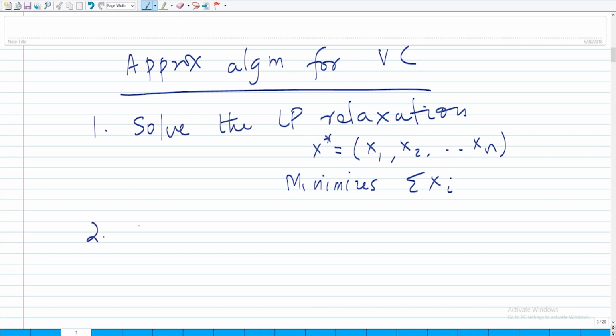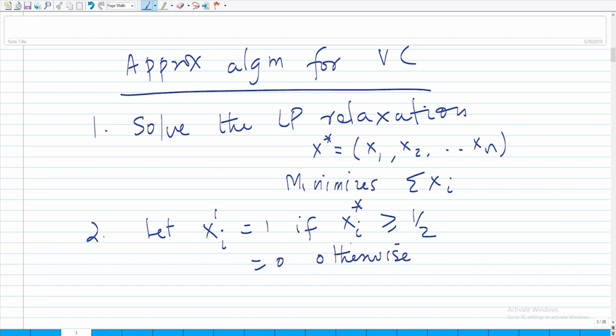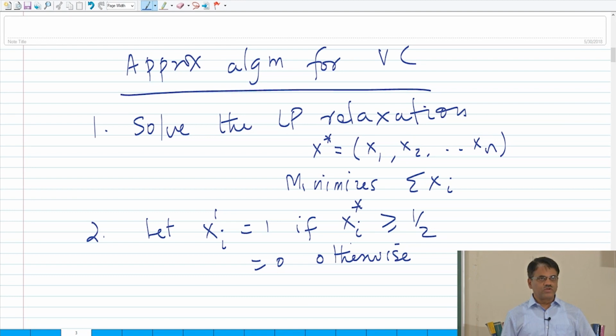Now, let xi prime equal 1 if xi star is greater than or equal to half, and 0 otherwise. Seems like a natural thing to do. Because the LP is solvable in polynomial time if you throw away the integrality constraint, I can solve it. The only problem is it gives you some fractions, and whenever something is greater than or equal to half, I round it to 1, otherwise I round it to 0, and I get some xi prime.